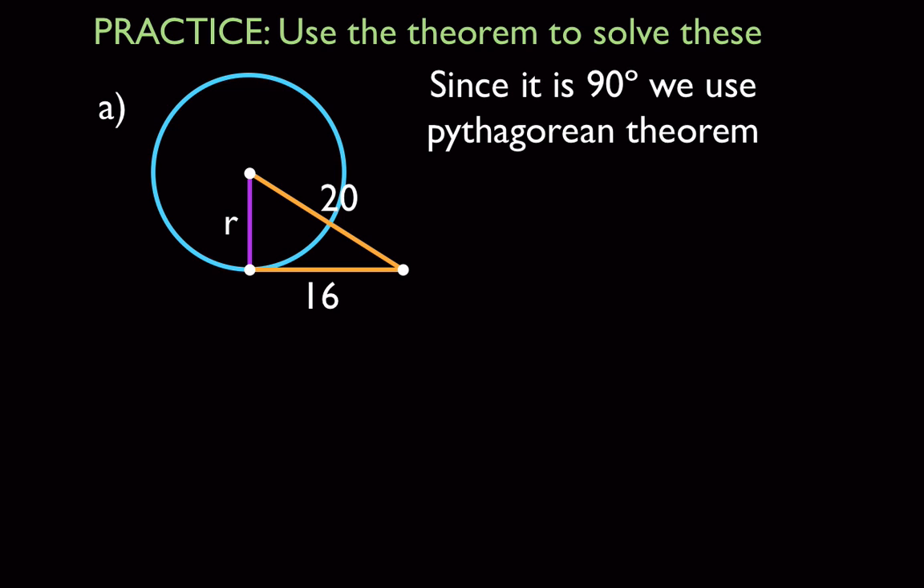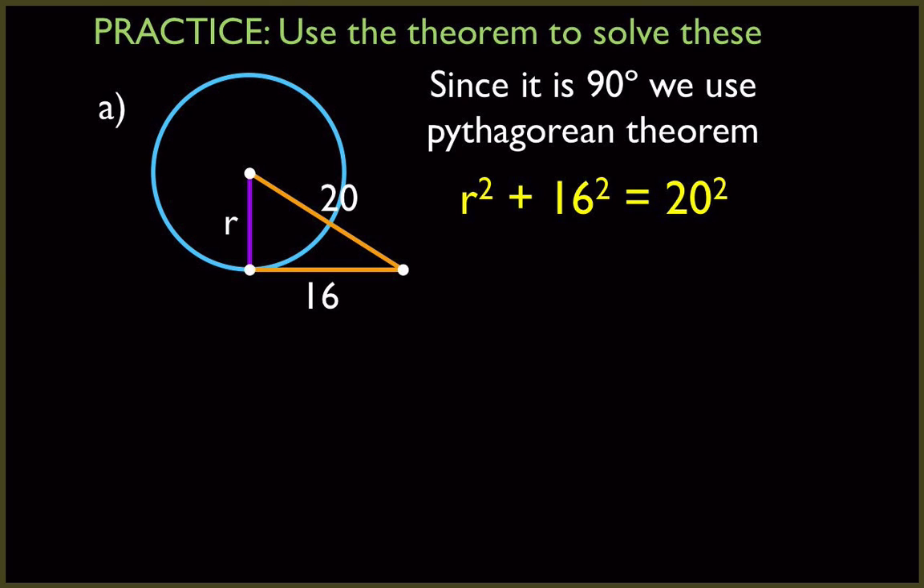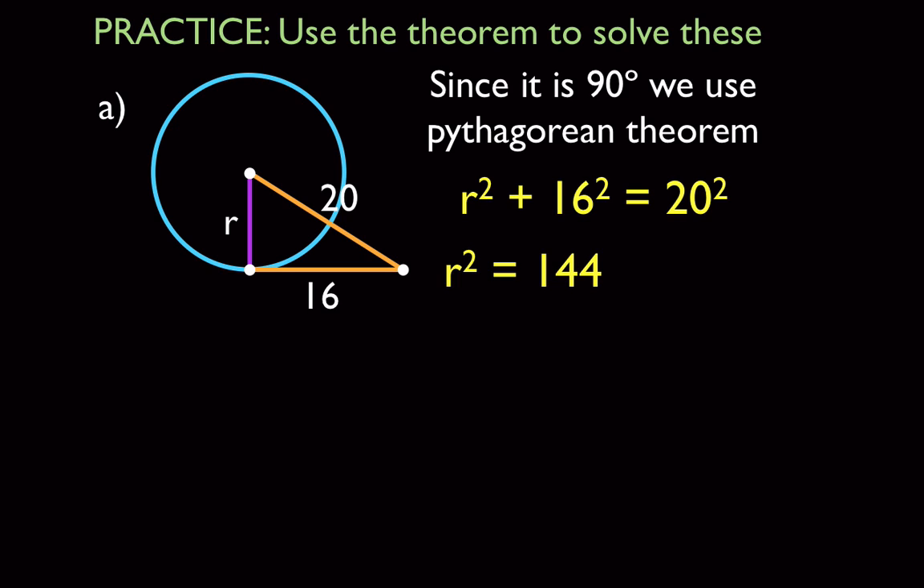In this case, I say, hey, wait a second, because it's a tangent segment, because it's a radius, therefore it's 90 degrees. Now I can apply Pythagorean theorem. Pythagorean theorem is r squared plus 16 squared equals 20 squared, because remember, in Pythagorean theorem, it's leg squared plus leg squared equals hypotenuse squared. So r squared is equal to 144, remember I got that by taking 400, which is 20 times 20, and subtracting 16 times 16, which is 256, which then gives me 144. I then take the square root, which gives me 12.